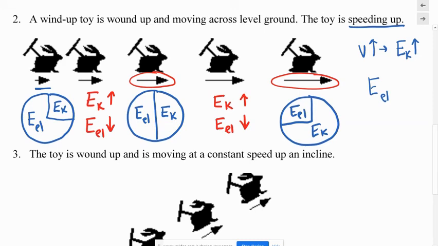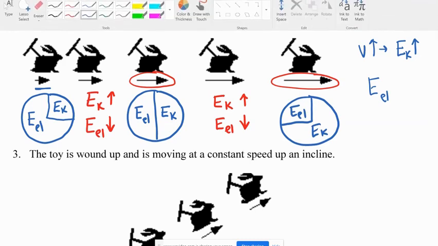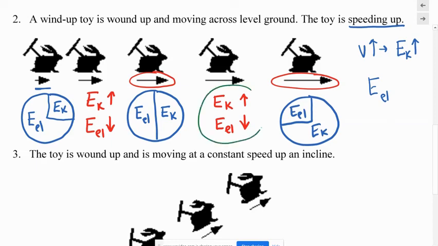So again, what we have to agree on when we talk about these pies are the pattern. Kinetic energy increases throughout the whole scenario, elastic energy decreases throughout the whole scenario. The actual breakdown of how much energy was stored in each pie doesn't matter, but we have to agree on the pattern.